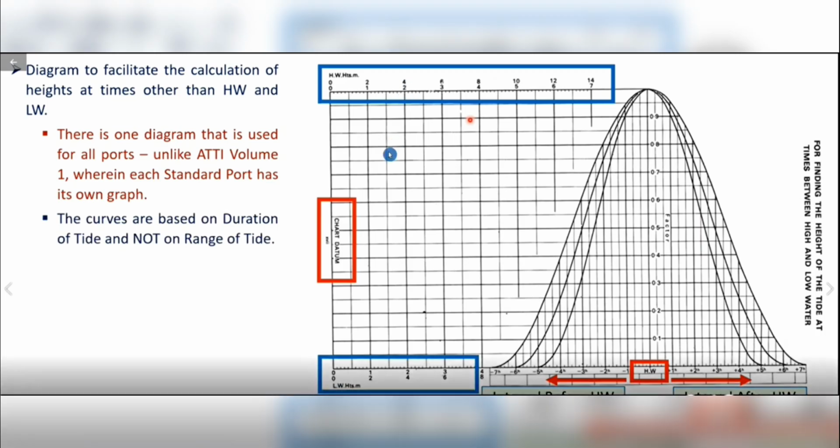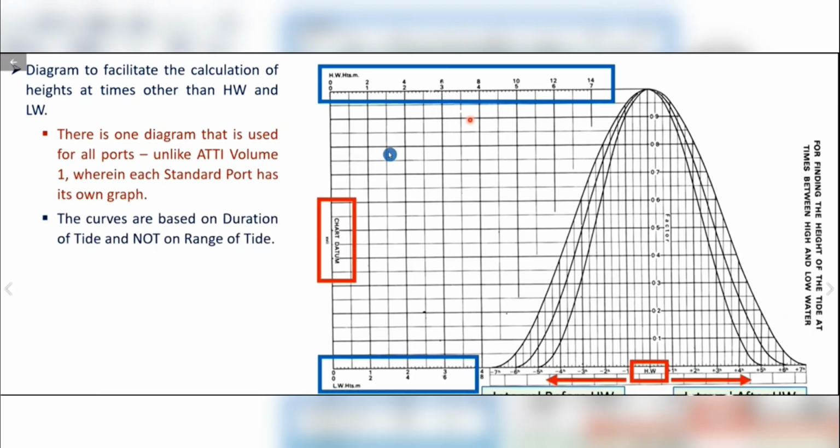So let's move ahead. Tide curves here, these curves are based on duration of tide, 5 hours, 6 hours, and 7 hours. Unlike the curves for ATT Volume 1, which were based on the range of tide. If you remember, there were 2 curves, a solid curve for spring range and a dotted or broken line curve for the neap range. So in ATT Volume 1, these curves were based on ranges. But here, for non-European waters, these curves are based on duration of tide.